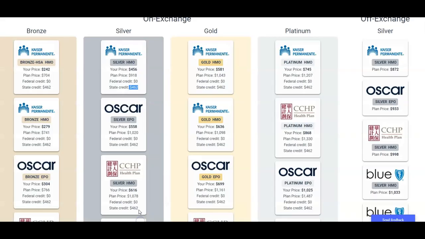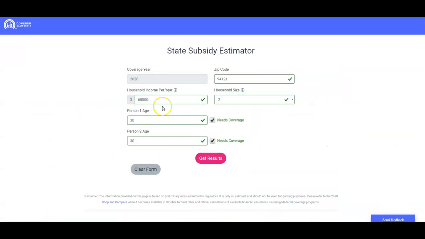Let's go back here and let's twist this a little bit. Let's say this is a couple living in San Francisco making $100,000, going back to my previous income. But let's just say that this couple is 63 years old. I really want to show you something here.